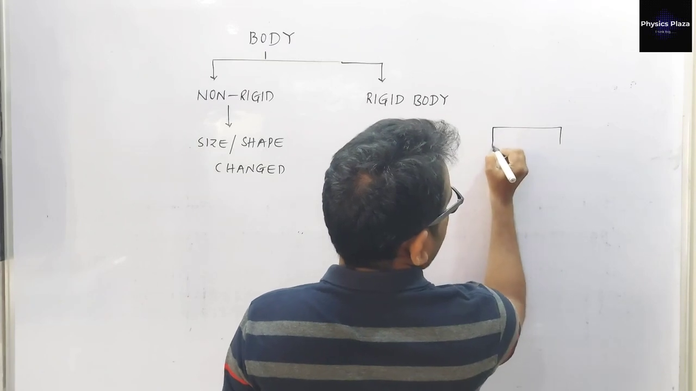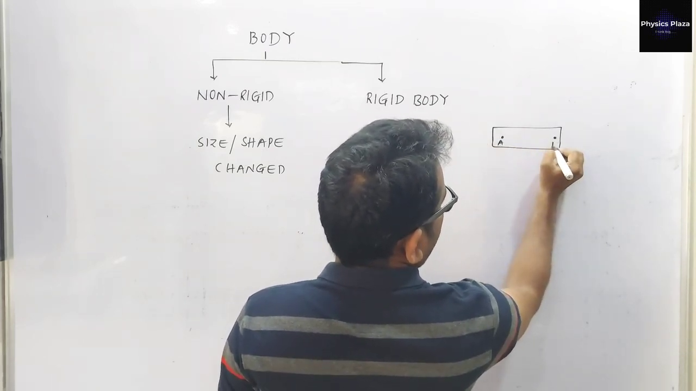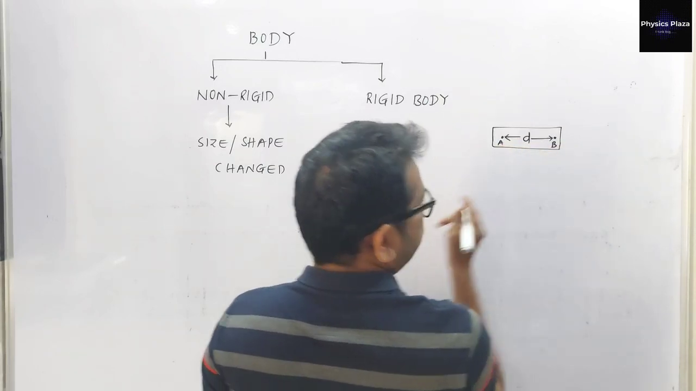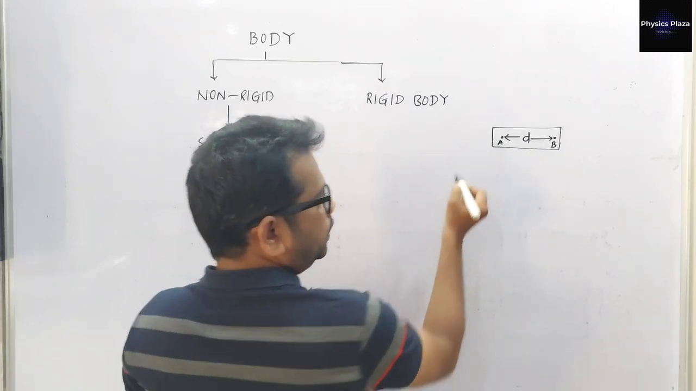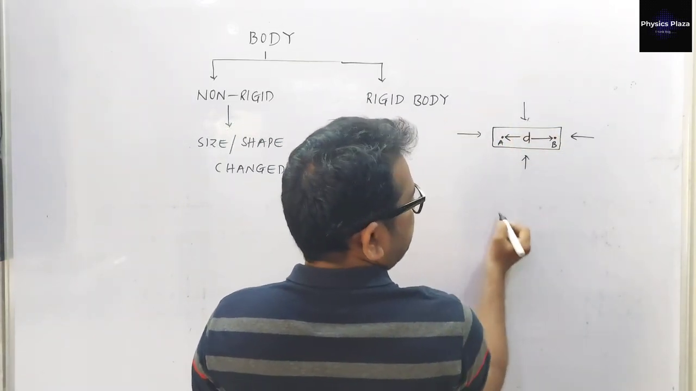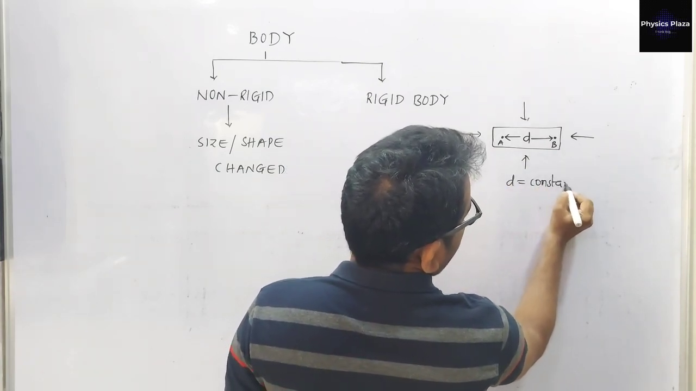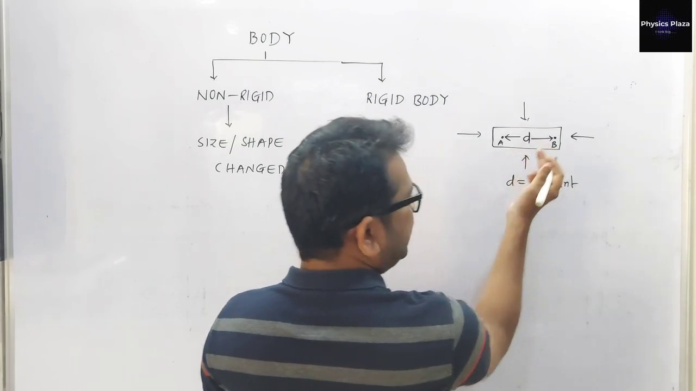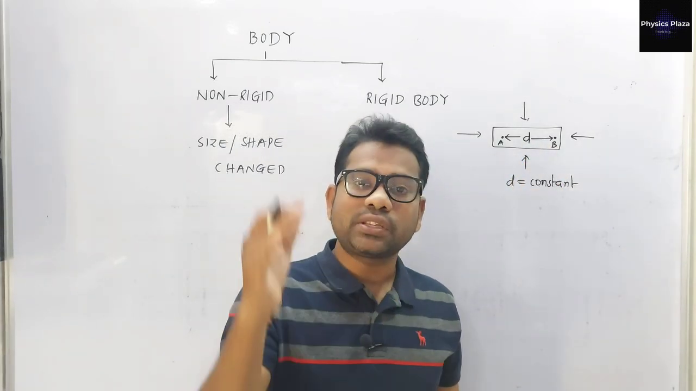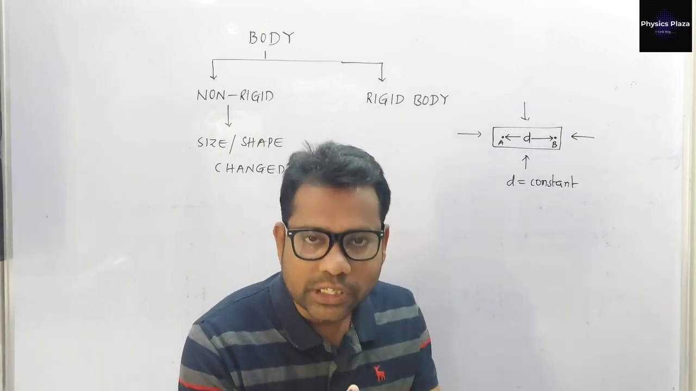So let us take a body, and let us take two particles, particle A and particle B. Let us say the distance between these two particles is D. Now let us say you are applying a force from all sides, but still D remains constant. Not only for A and B, you can take any pair of particles, children. The distance remains the same though we apply the force. Such a body is actually called a rigid body.